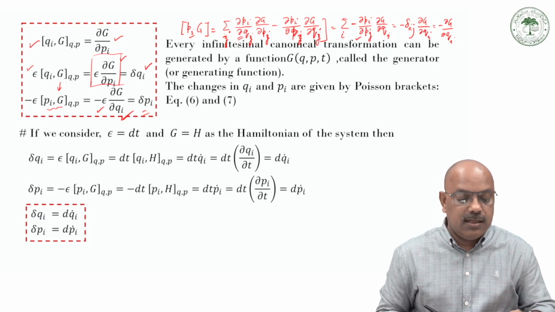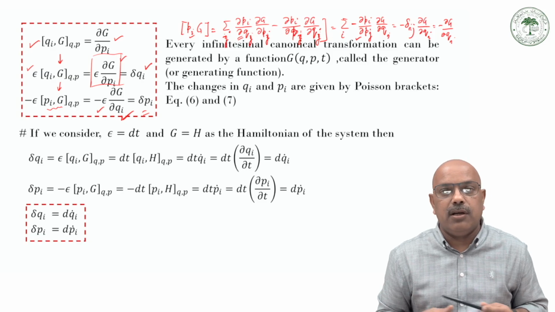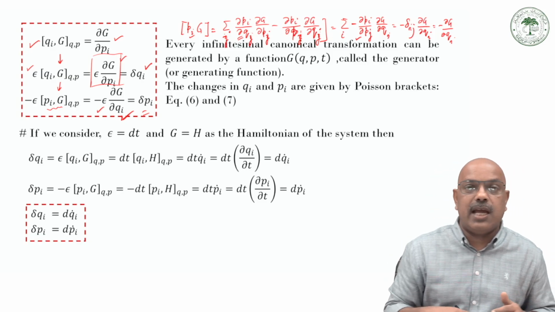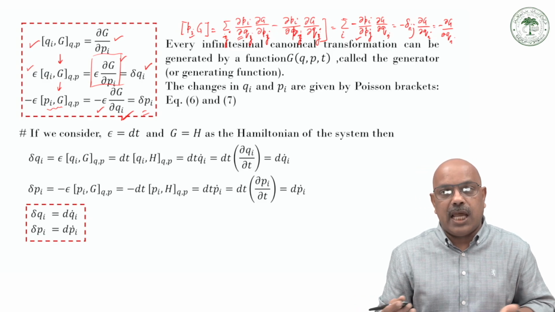So you see that G, being the generating function of the infinitesimal canonical transformation, if we take the Poisson bracket of q and p with it, gives exactly the analogy of Hamilton's canonical equations.